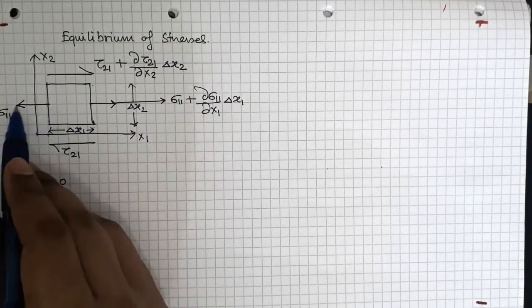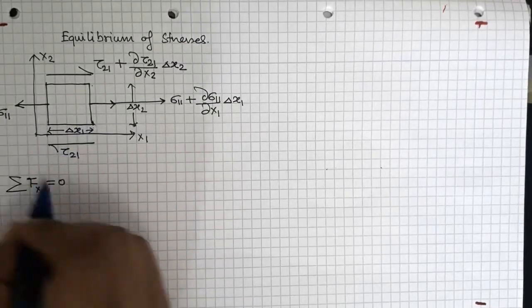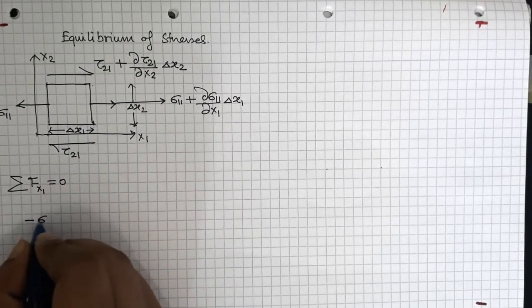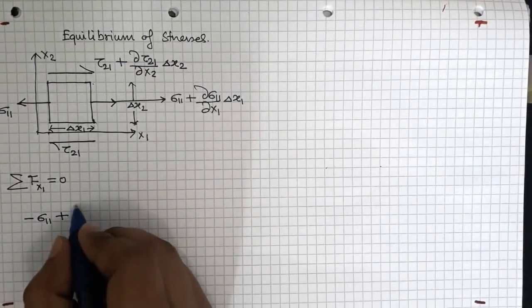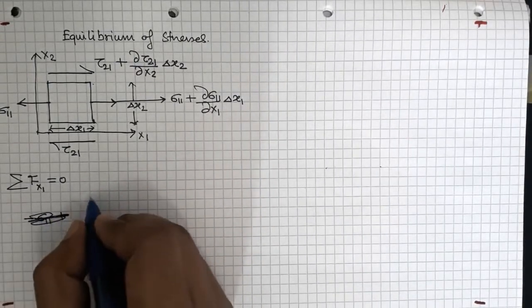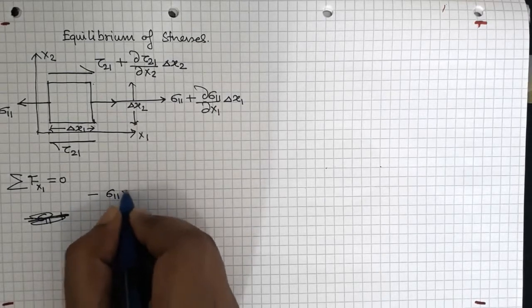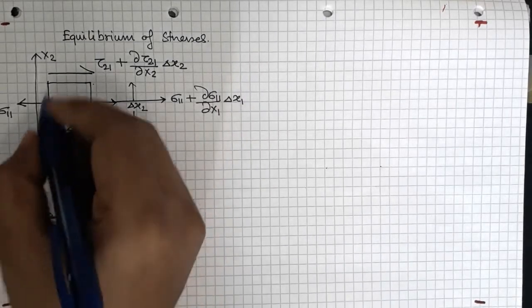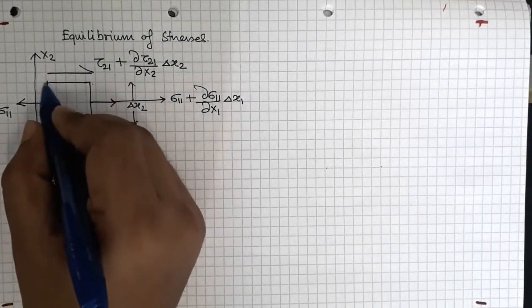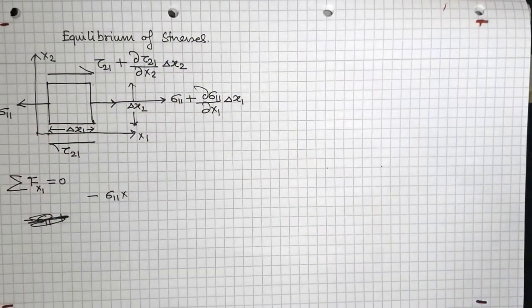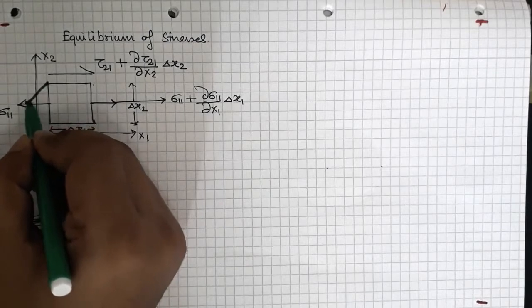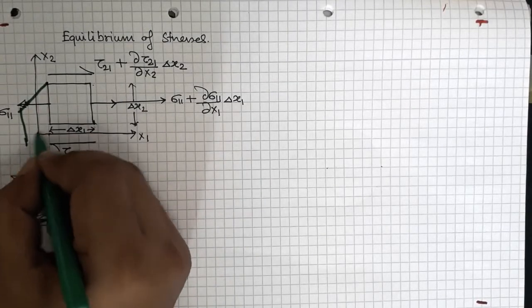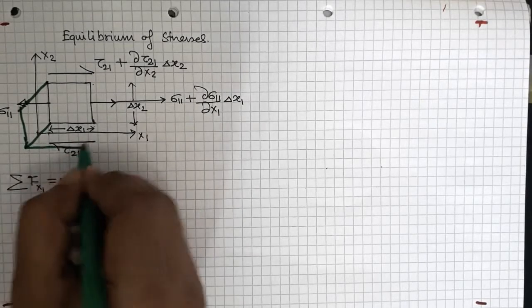So this sigma 11 is applied in the negative x1 direction, so that is minus sigma 11. This is in positive x direction, sorry, so I have to take forces, so minus sigma 11 into area. What is the area of the face on which it is applied? So now I will try to draw a 3-dimensional view of this so that we can understand what the area is. So let us say that the 3-dimensional thing looks like this.